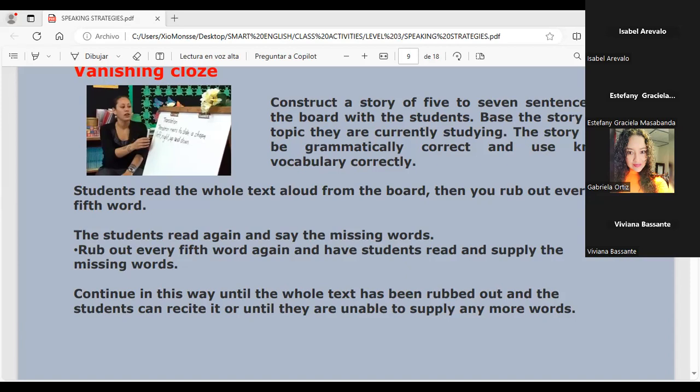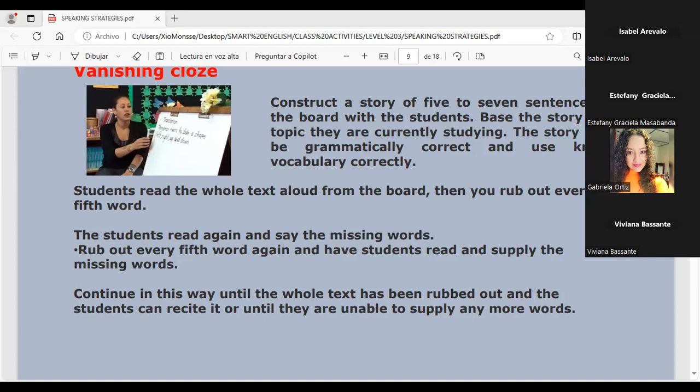Or maybe you can change it. Instead, when you eliminate the word or rub out the word, you can ask them for a synonym, right? A word that replaces the word that you have eliminated. You can change the dynamic of the game. You understand?